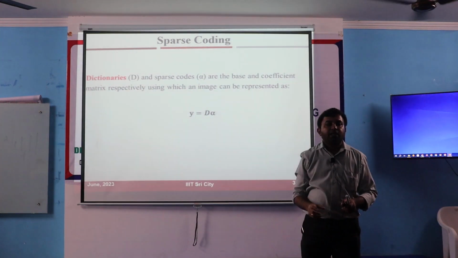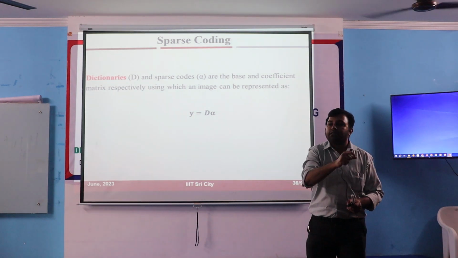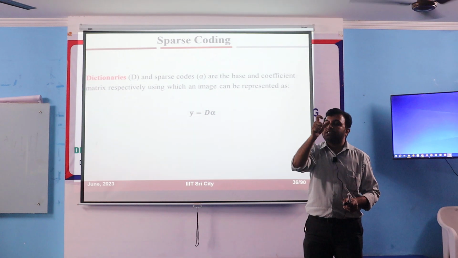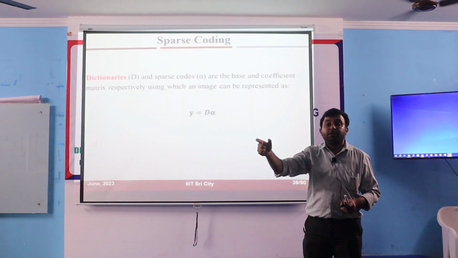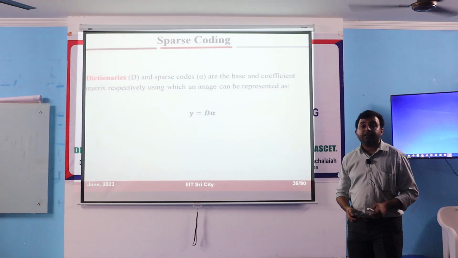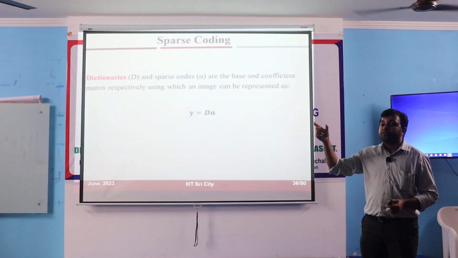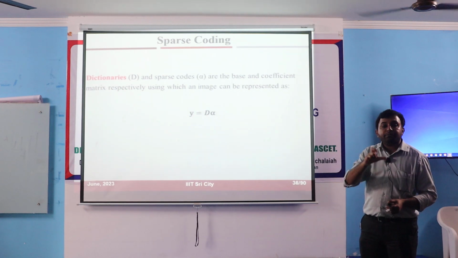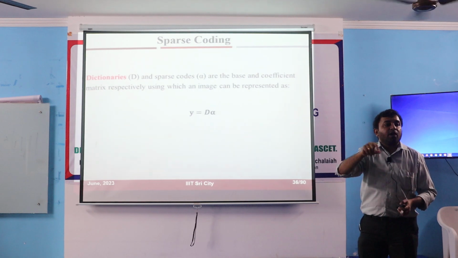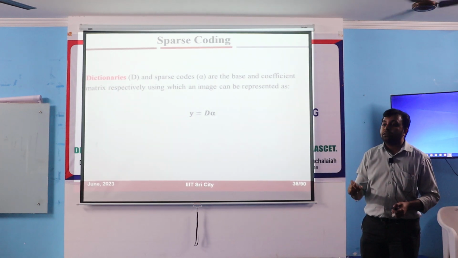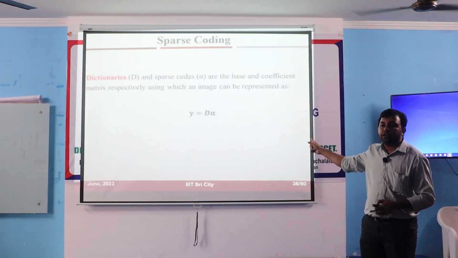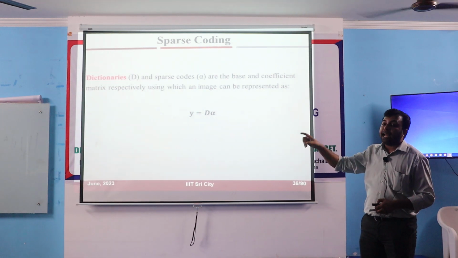So I can express I1 as alpha 1 v1 plus alpha 2 v2 plus alpha 3 v3, I2 as beta 1 v1 plus beta 2 v2 plus beta 3 v3. All these I can do in terms of these base vectors. The base vectors are called dictionaries, and the coefficients alpha 1, alpha 2, alpha 3, beta 1, beta 2, beta 3 are called coefficients. So I have dictionaries and coefficients, so I can get that actual data.